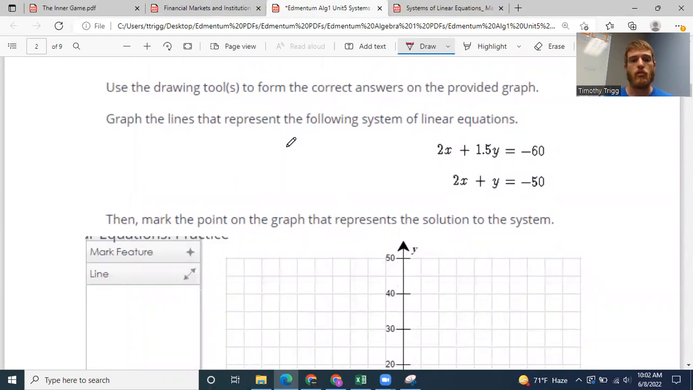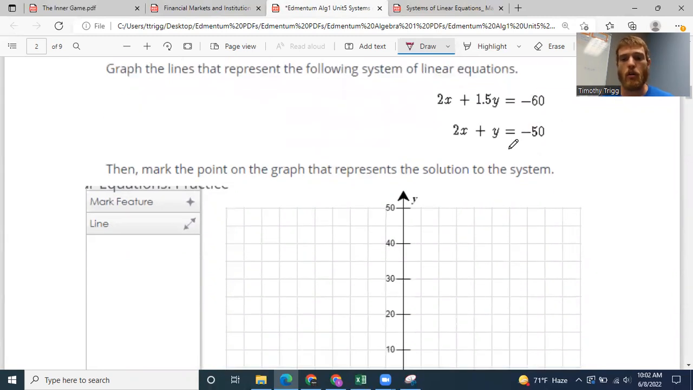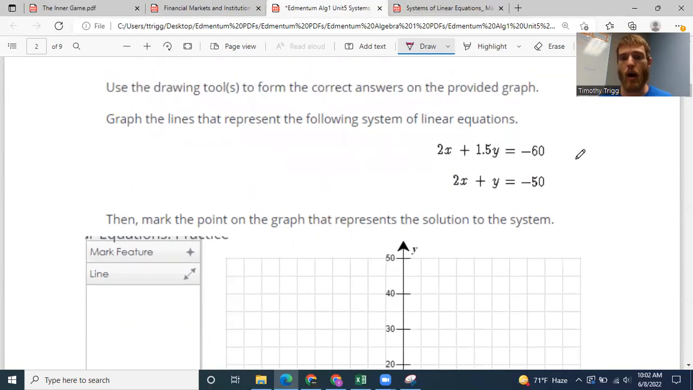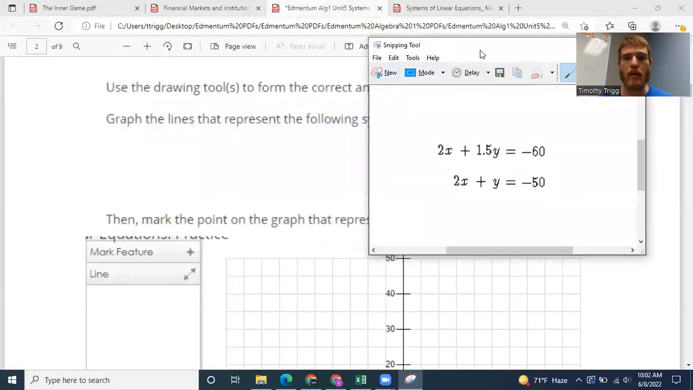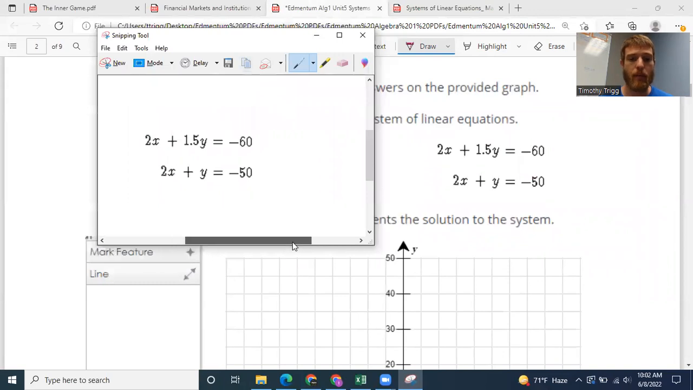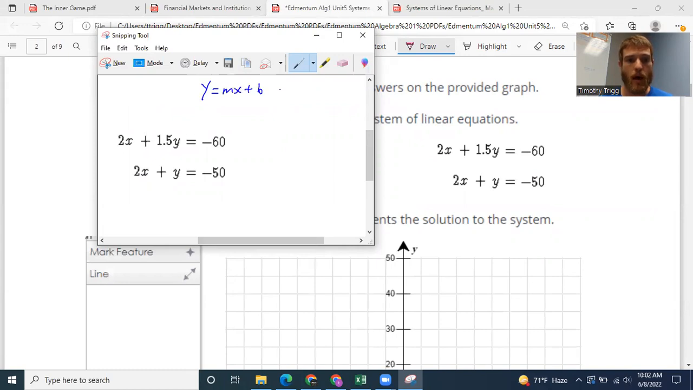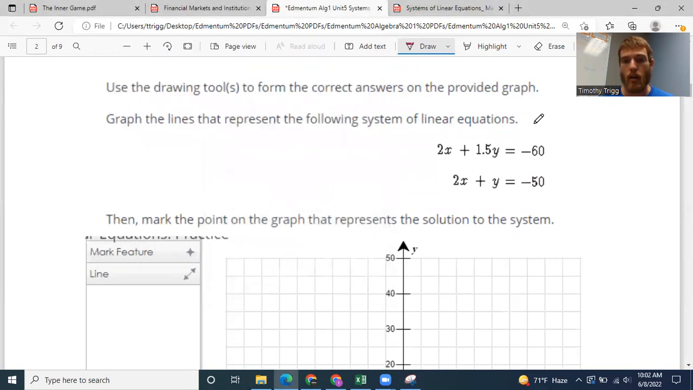Using drawing tools, form a correct answer on the provided graph for the lines that represent the following linear equations. The first equation is 2x plus 1.5y equals negative 60. We want to get both of these equations into slope-intercept form to help us graph it. Remember, the slope-intercept form is y equals mx plus b, right? So how do I get this into that form?